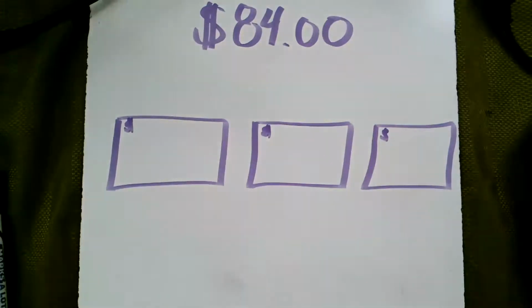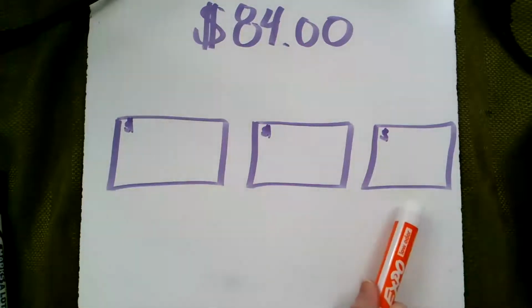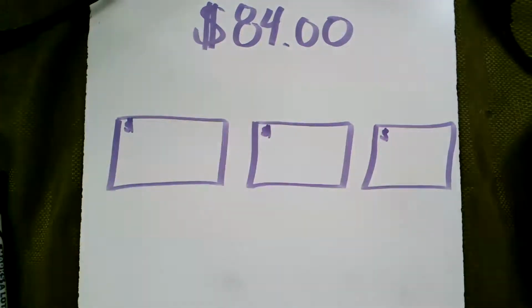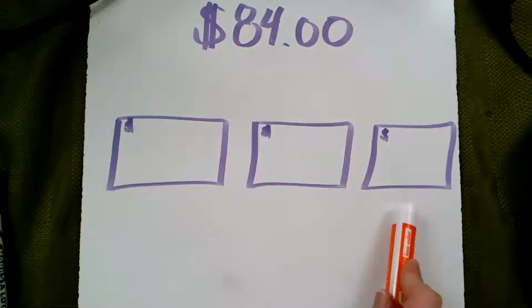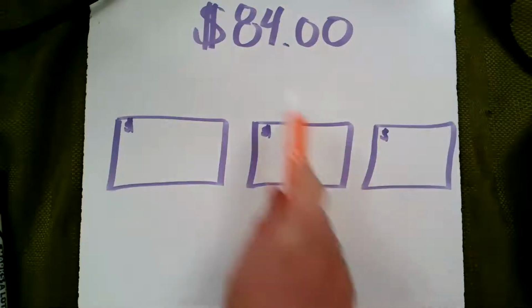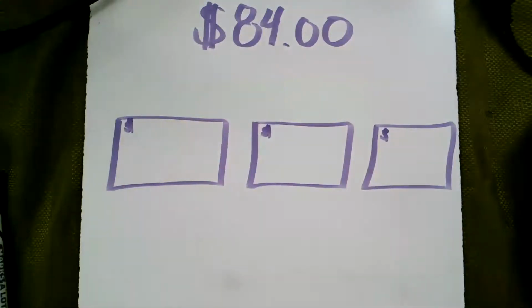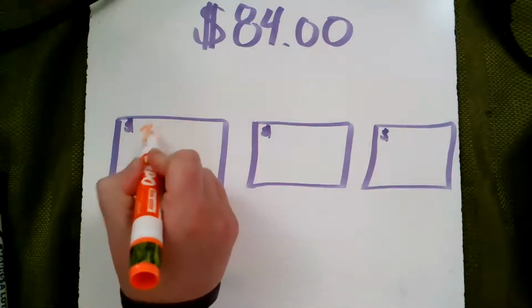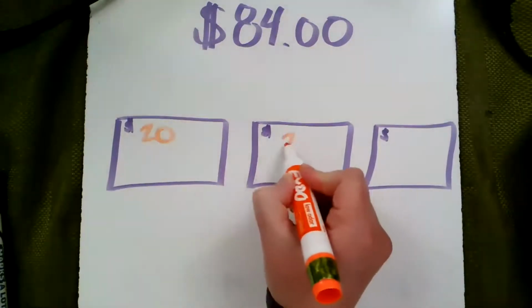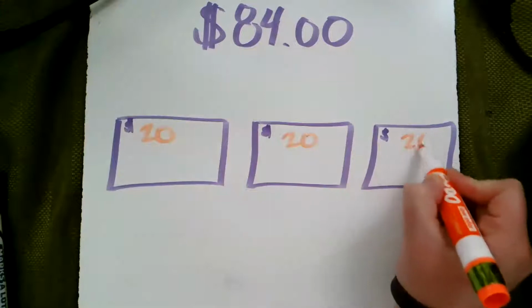I could do 10, 20, 30. But that's not very close to my 84. We could bump it up to $20 a person, 20, 40, 60. I like it. How about $30 a person, 30, 60, 90. All right. We now know that 30 is going to be too much because we only have 84 to go with. So I'm going to start with that $20 apiece. I'm going to give 20 to this person, 20 to this person, and 20 to this person.